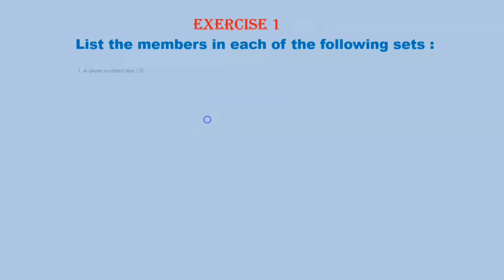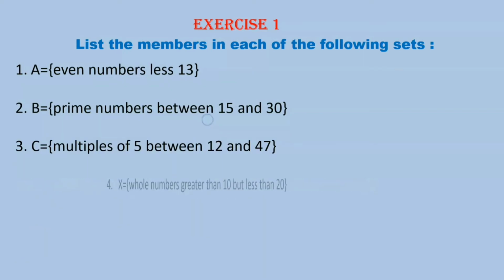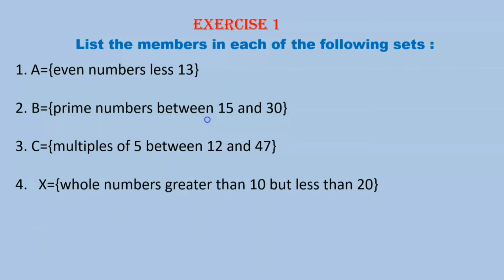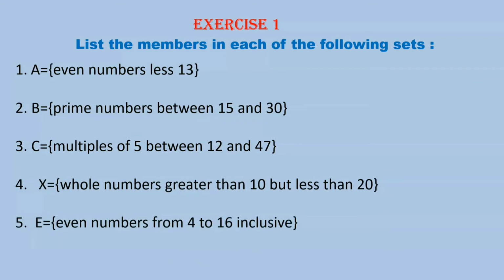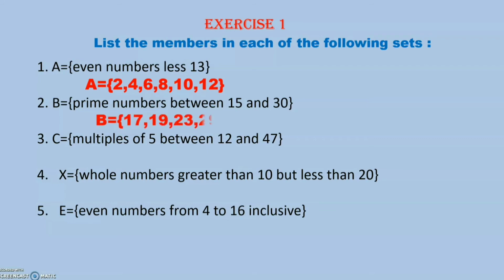Alright, and we get right into our exercise. Question 1 says, list the elements of each of the following sets. So we have A equal to the set of even numbers less than 13. So even numbers less than 13, we're thinking about 2, 4, 6, 8, 10, 12. B is prime numbers between 15 and 30, so that's 17, 19, 23, and 29.